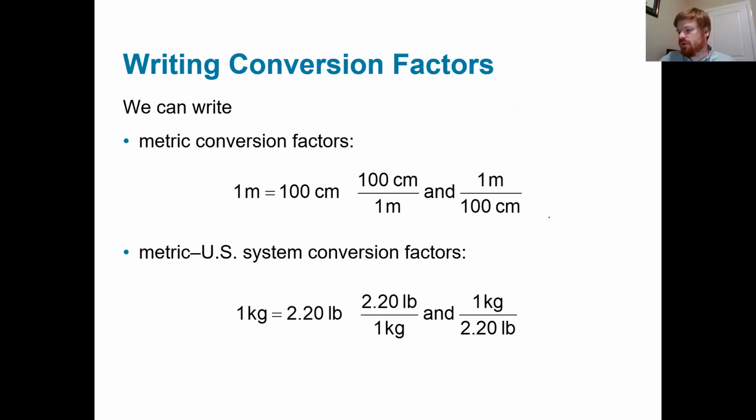Okay, anyways, when we're writing conversion factors, let's say that we have 1 meter equals 100 centimeters. The conversion factors that we would write are 100 centimeters per 1 meter, or 1 meter per 100 centimeters. Same deal with metric-US system conversion factors, where 1 kilogram equals 2.20 pounds. That means there's 2.20 pounds per 1 kilogram, or 1 kilogram per 2.20 pounds, depending on, again, what conversion you're actually doing.